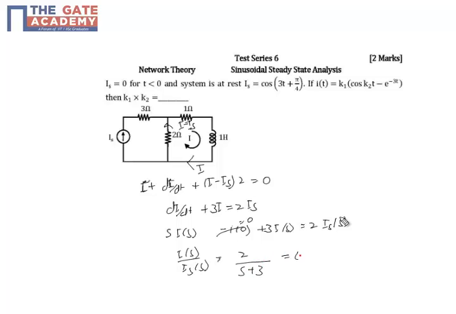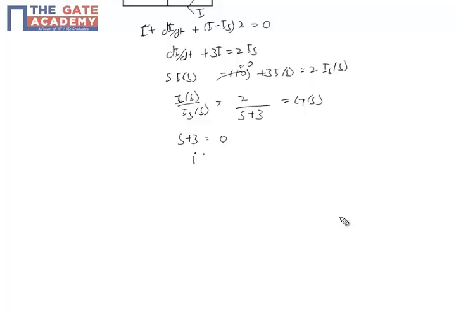Now this I am going to take as the transfer function of the system. The reason being, I have to determine the expression for the current I of S, so that I will be considering as output, and Is of S is the source. So this can be treated as my transfer function. To determine the natural response, I am taking S plus 3 is equal to 0. So In, the natural response or the transient part, is equal to A into e power minus 3t.